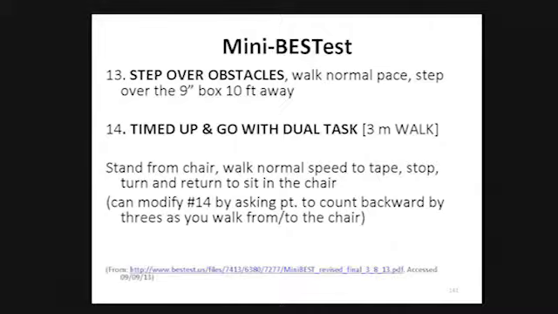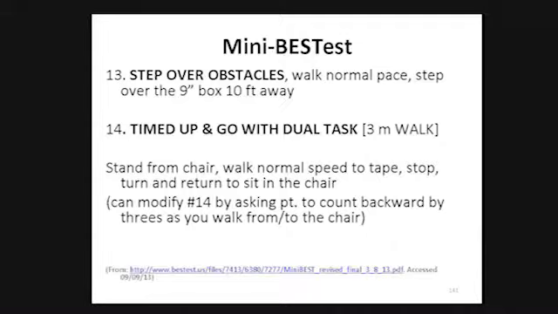Stepping over an obstacle. They have a 9-inch box, 10 feet away. Can they step over it without falling over, reaching, needing assistance? And of course, the Timed Up and Go, the TUG, is back. Get up from the chair, walk to the wall, turn around, come back. So you measure that. How many seconds? Oh, it took them 12 seconds. Okay, this time I want you to get up, walk to the wall, turn around, come back. But I want you to hold this cup of water as you're doing that. That's a different test.